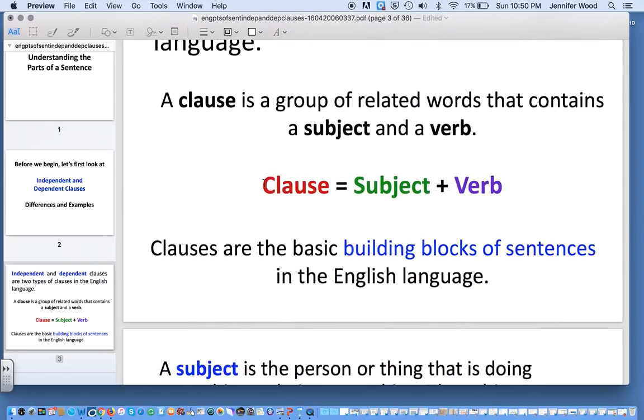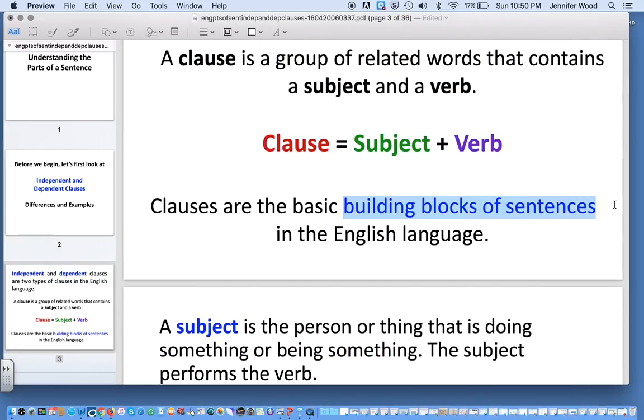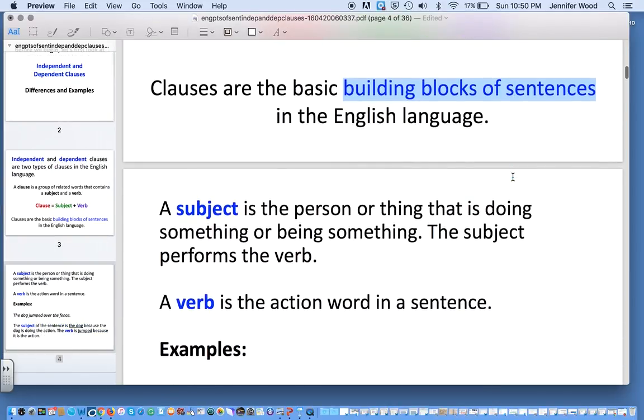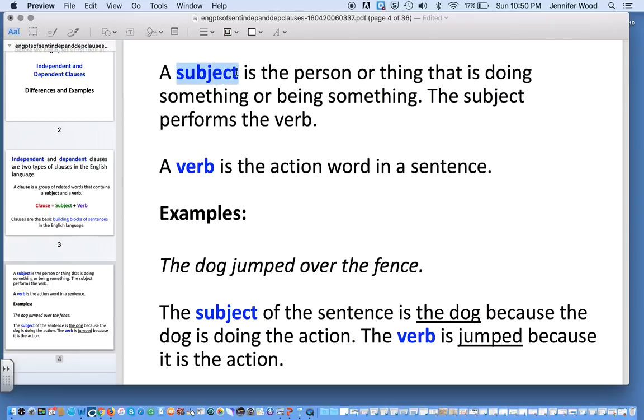We already know, right, that a clause is a subject and a verb together. And they are the building blocks of sentences. So it's really important that you get this down because you will be able to grow some pretty amazing sentences and to punctuate them. So in a sentence, the subject is a person or thing that's doing something or being something, okay? So the subject performs or is.